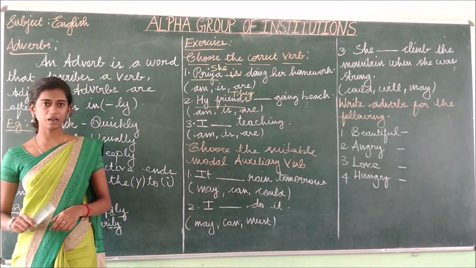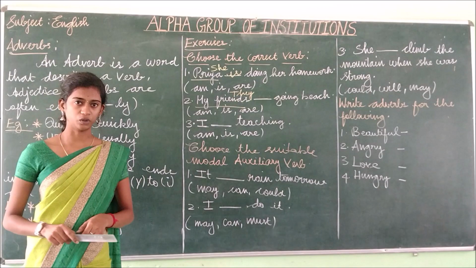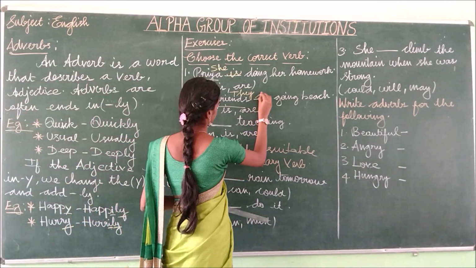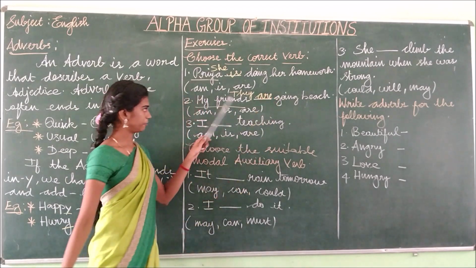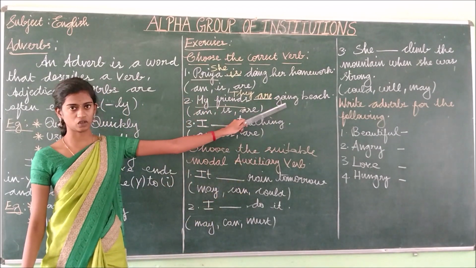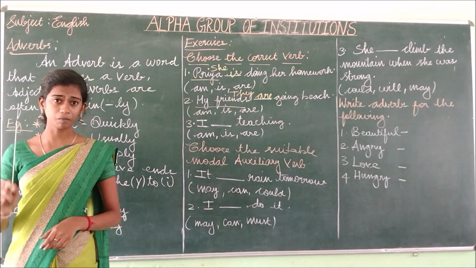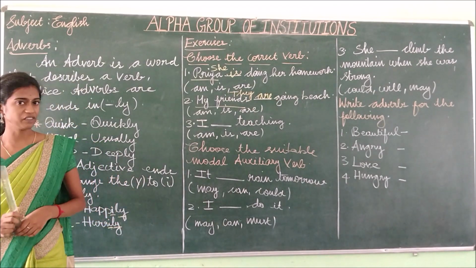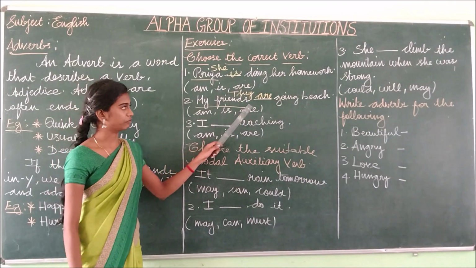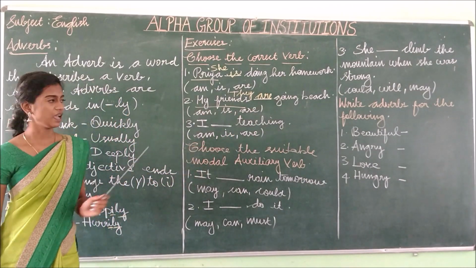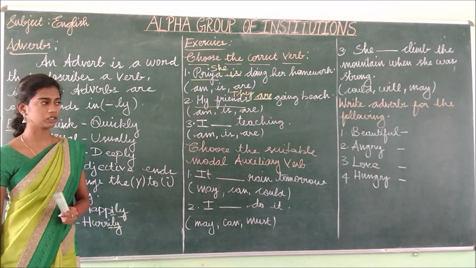So if they comes, what do we have to use? We have to use are. So, my friends are going beach. Okay, so this is the third person plural. So if the third person plural comes, what do we have to do? We have to use the verb are. So, my friends are going beach. Have you understood the sentence? Shall we move on to the third one?